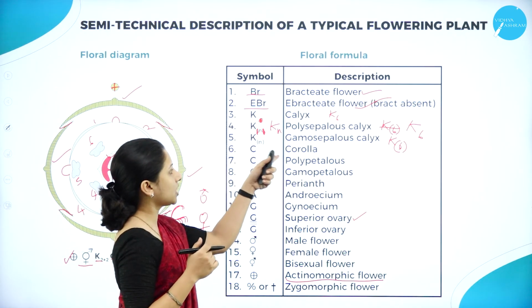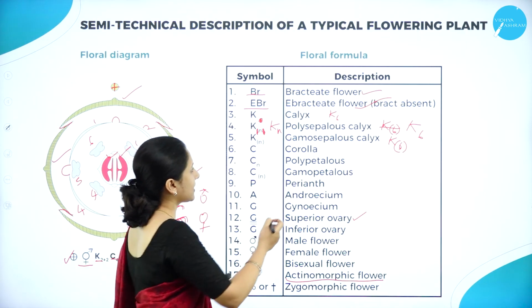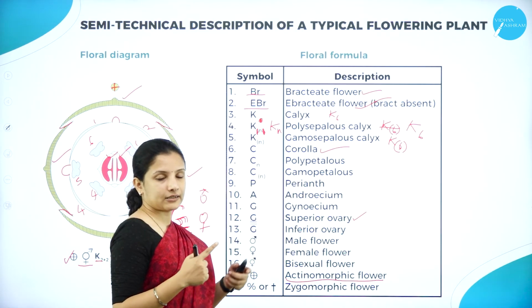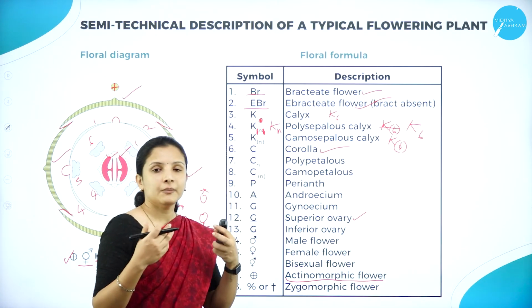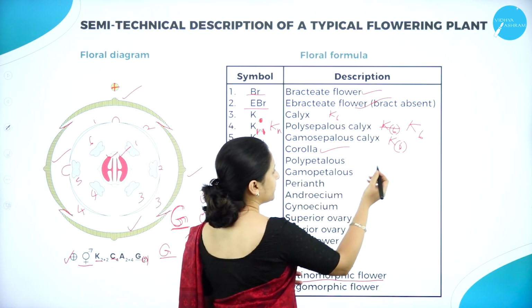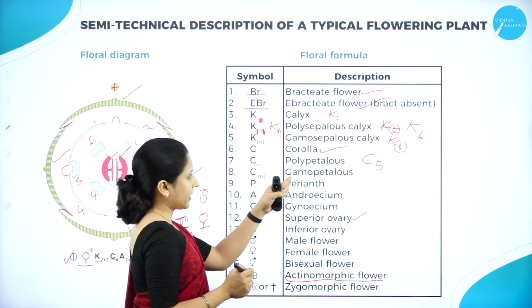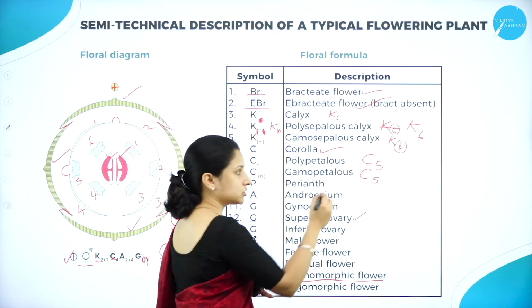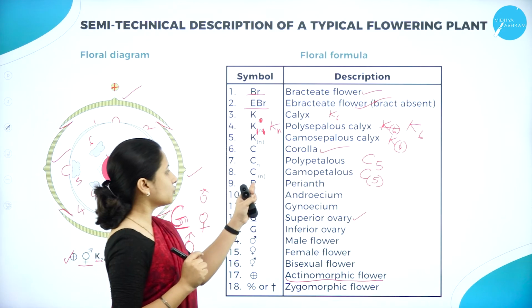Next, moving on to the inner whorl. Which is the inner whorl? It is the corolla, that is the petal. So C stands for corolla. If it is polypetalous, that is, if more than one petal is present, or if the petals are free, that is, they are not fused, it will be Cn. Say for example, there are 5 petals, it will be C5 like this. And for gamopetalous, I'll write 5 petals, and if they are fused, I'll put it within a bracket, that is gamopetalous. Next, moving on to P.